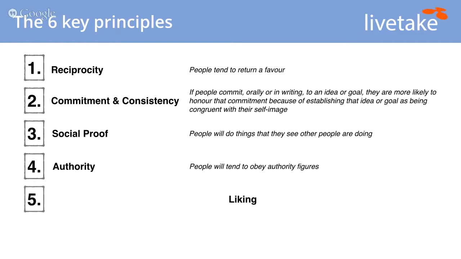Then number 5 here is liking. So liking is that people are easily persuaded by other people that they like. This is what the whole Tupperware party was based around. The idea that if you got your friends to invite you over to their house and then try to start selling you this Tupperware, seeing it was coming from a friend, you would be more likely to buy it, or at least feel obliged to buy it. And that worked for a very long time.